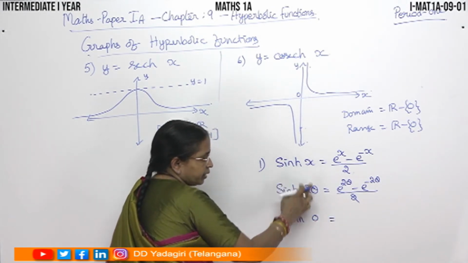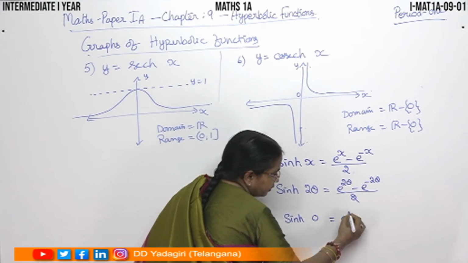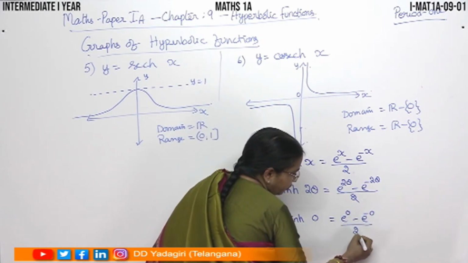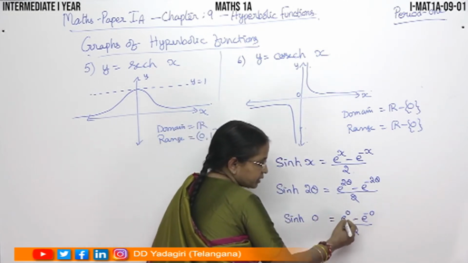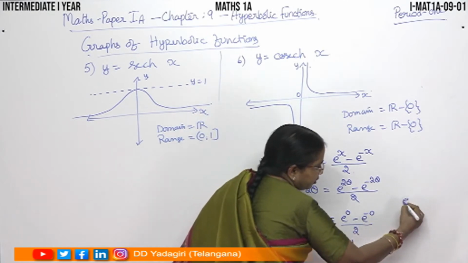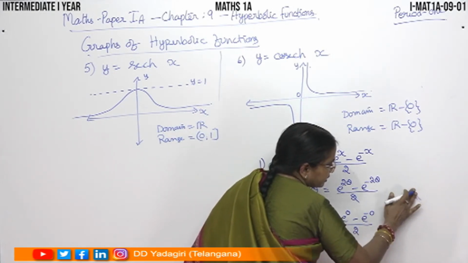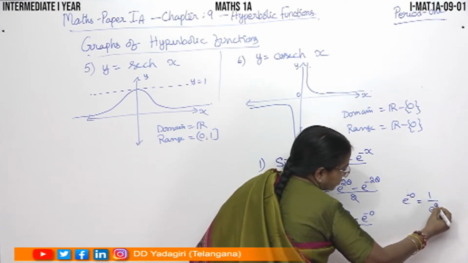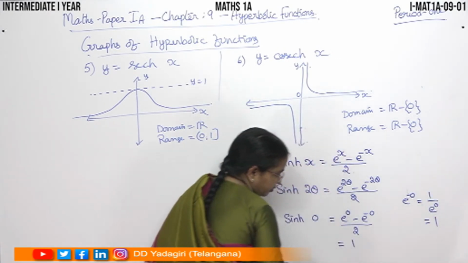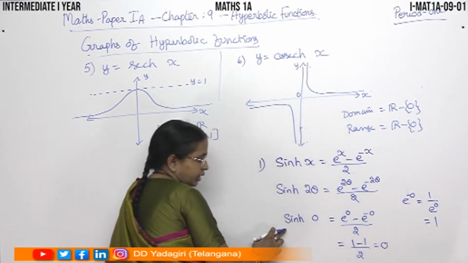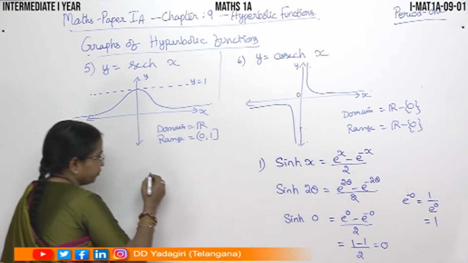Now, suppose I need to find sinh of 0. Taking the real number x as 0, it is (e power 0 minus e power minus 0) by 2. What is e power 0? e power 0 is 1. And e power minus 0 is 1 by e power 0, which is 1. So (1 minus 1) by 2 is 0. So sinh of 0 is 0.